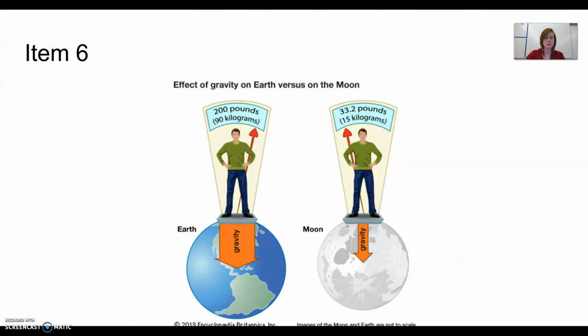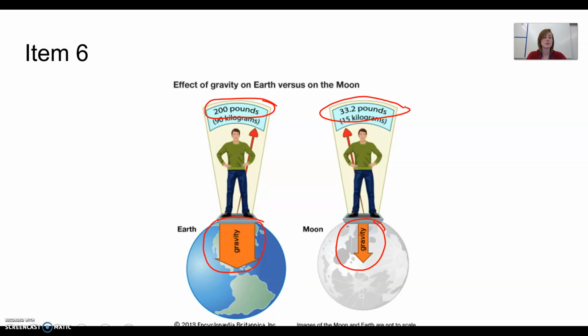Okay, so this one is showing us that the same guy standing on Earth and standing on the Moon has different weights on Earth than he does on the Moon. And the reason for that is the Earth has more gravity than the Moon. Check out this gravity arrow. On Earth, it's way bigger than the gravity arrow on the Moon. That's showing that the Earth is pulling harder on this guy, which is why he weighs more. Look, he weighs 200 pounds on Earth, but only 33.2 pounds on the Moon.